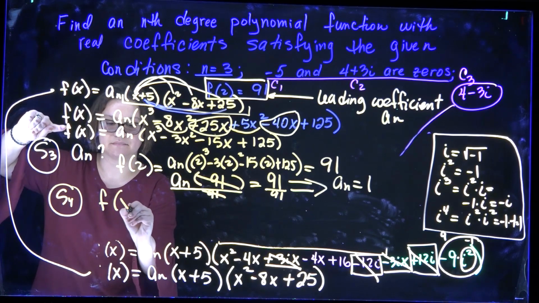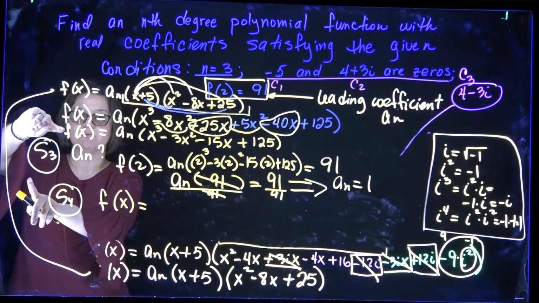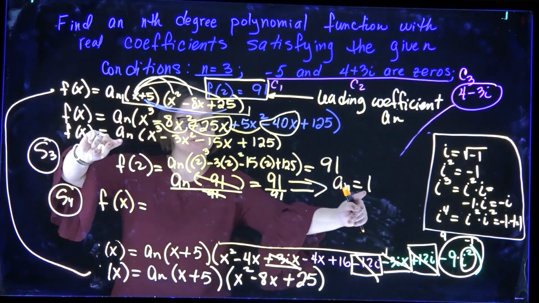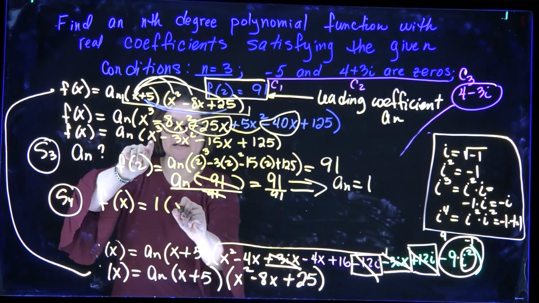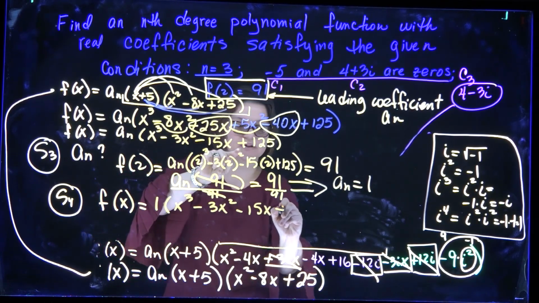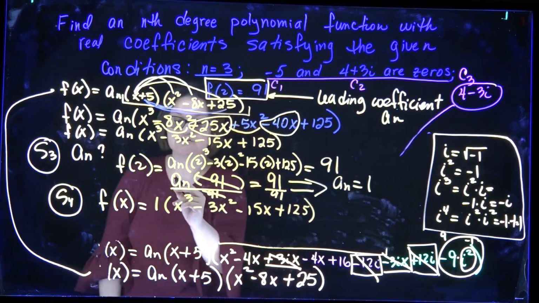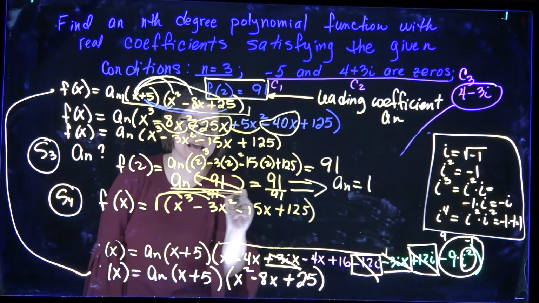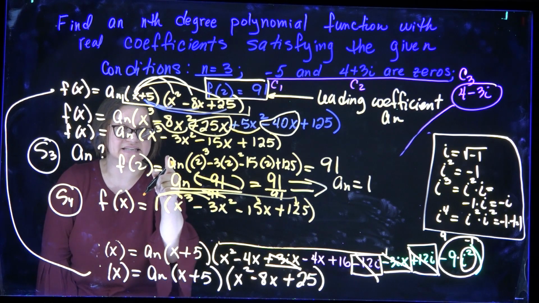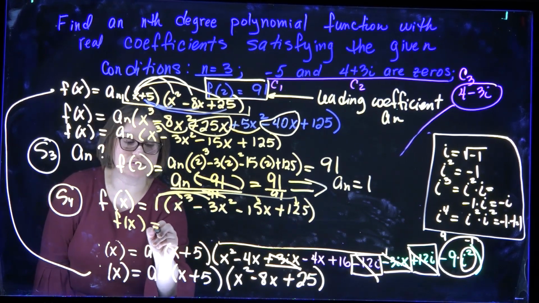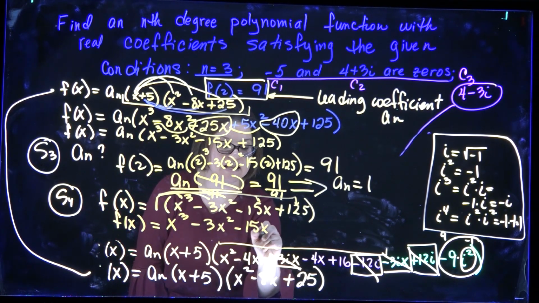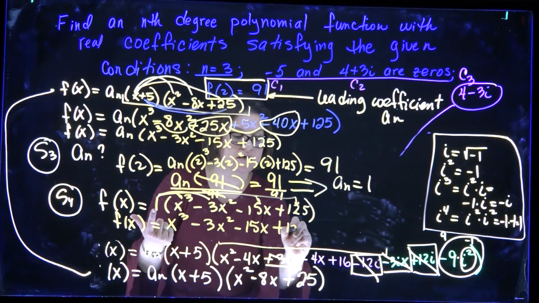f of x. I'm going back to step number 2, right? Step 3 was simply finding the leading coefficient. But this is where we have our function. a sub n, it was a 1, times x cubed minus 3x squared minus 15x plus 125. And once you distribute this 1, now that leading coefficient doesn't have to be a 1. It's whatever the leading coefficient is, that's what you're going to substitute for this a sub n. Now f of x equals 1x cubed minus 3x squared minus 15x, because you're simply multiplying by 1, plus 125.